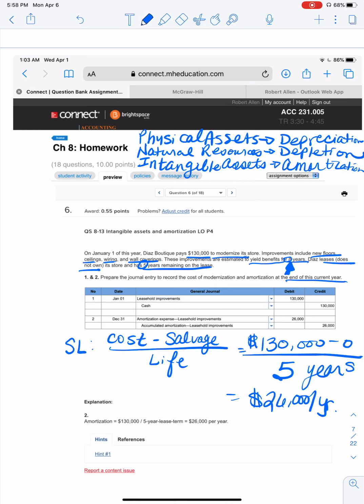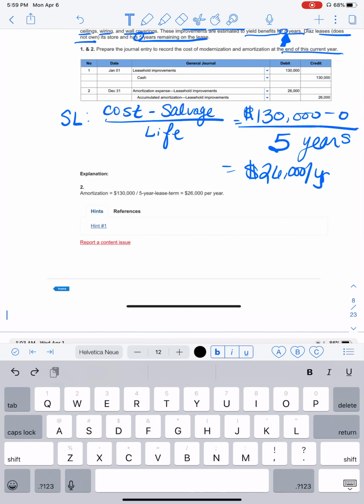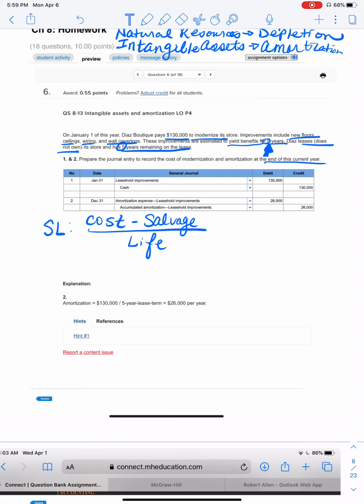So what we're going to do is look at 2 journal entries. The first journal entry deals with how we record the purchase of this asset. We first debit what is called leasehold improvements, which is how we're going to track these improvements to the property that we have under lease. And next, we credit cash. So a debit to leasehold improvements and a credit to cash will take us through the first entry.